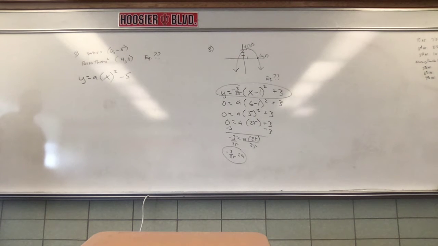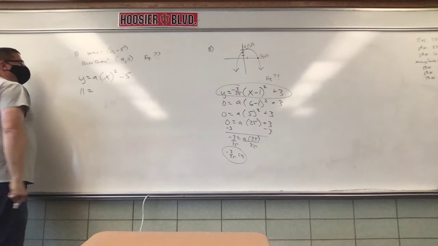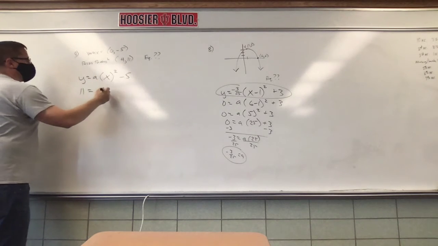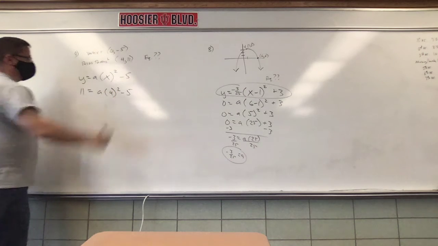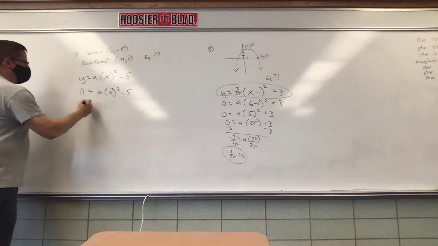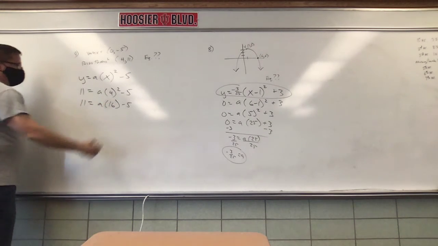And then we got to plug in the other point to find out what a is. Okay? So y is 11, or if you're big and low, y is 4. A times the x value is 4. Sorry, Luke had to say it though. Okay. Clean it up. 11 equals a times 16 minus 5. Add 5 to each side.